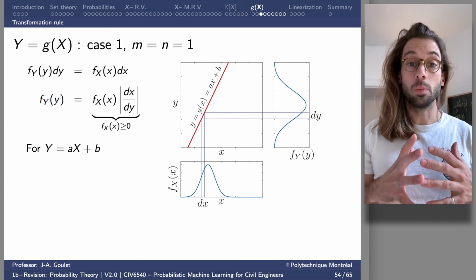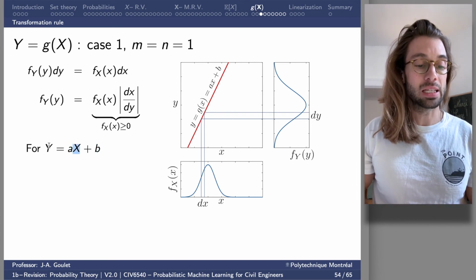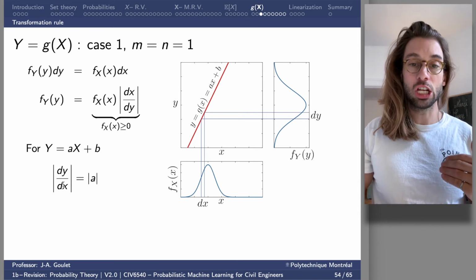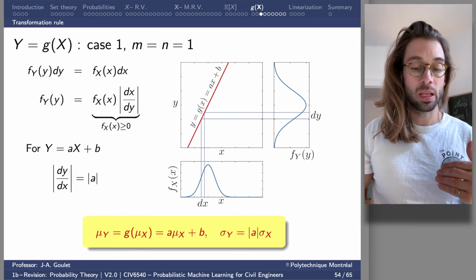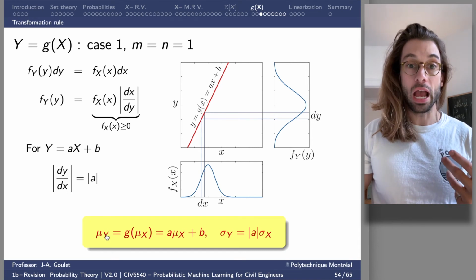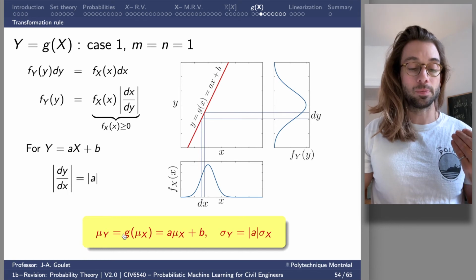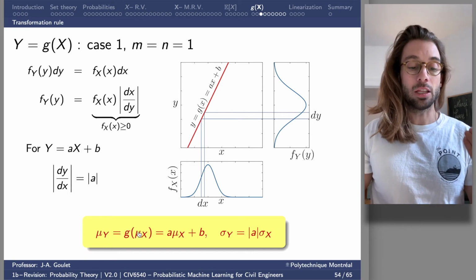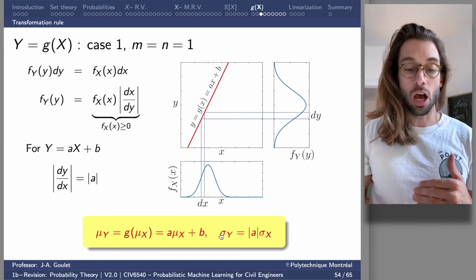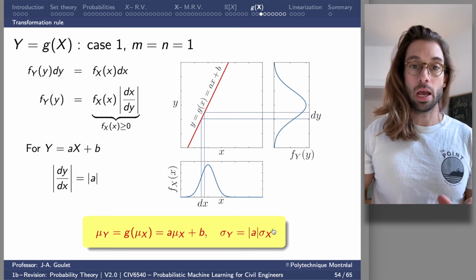So if we take a function y equal ax plus b, where a is a constant, b is a constant, and both x and y are random variables, my dy/dx is going to be equal to the absolute value of a. So in that case, I can directly obtain the expected value of Y, given that I know the expected value of X, is going to be directly my function evaluated at mu X. So in that case, a mu X plus b. The standard deviation of Y as a function of the standard deviation of X is going to be the absolute value of a times sigma X.